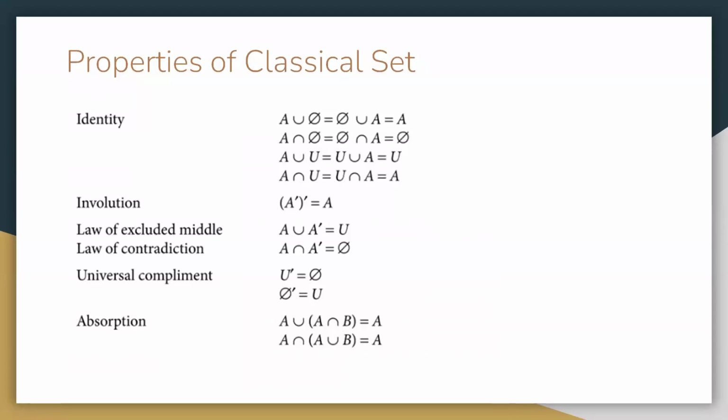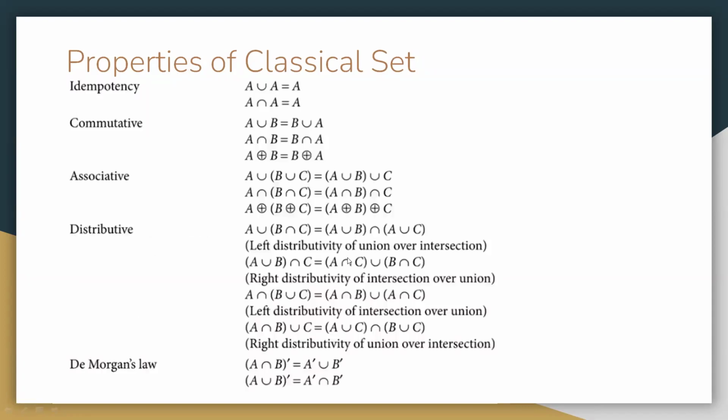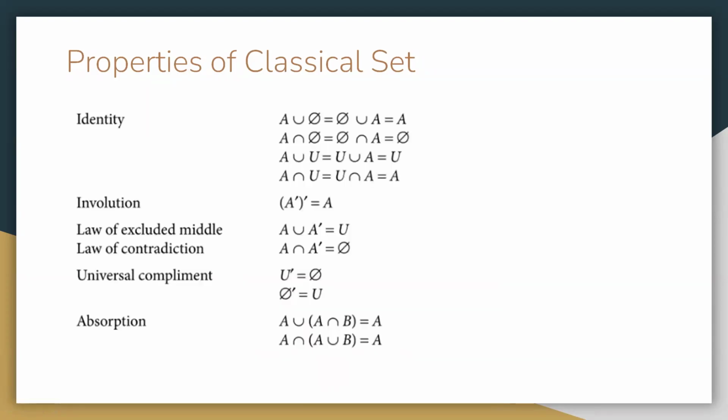Then we have identity, involution, law of excluded middle, law of contradiction, universal complement, absorption, and so on. Absorption is A union (A intersection B) gives A. So there are proofs for this, but this is not so important. Just for the sake of understanding, you can read through it. When we learn fuzzy sets, we'll go more into detail.